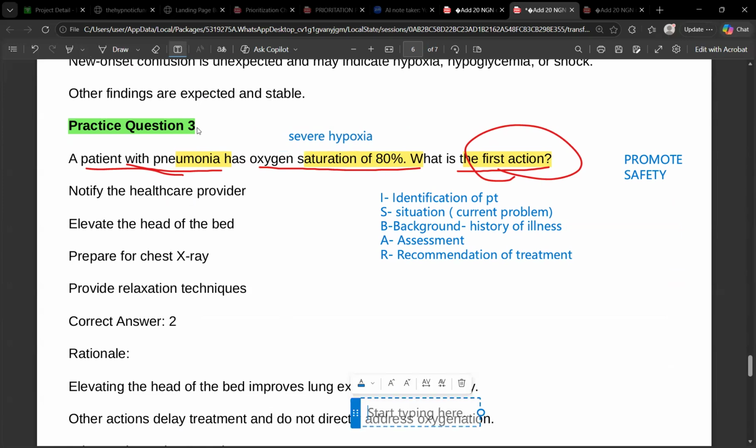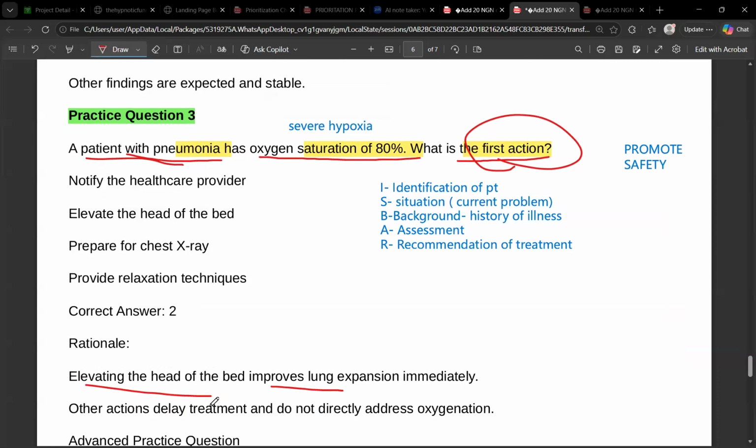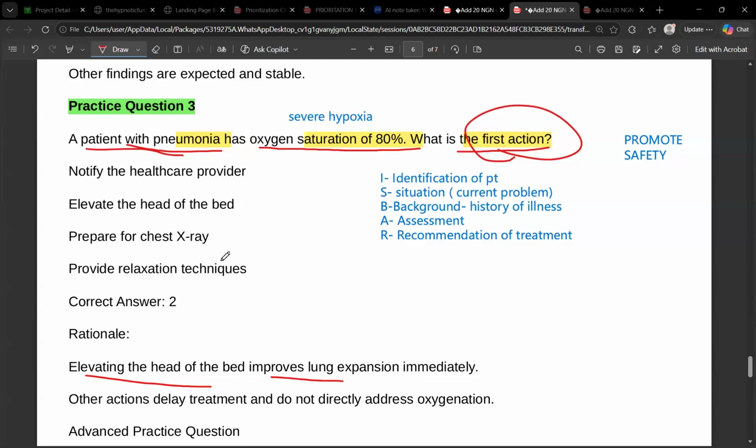That means the client gets immediate lung expansion, so it will improve lung expansion and the hypoxia can be corrected. The patient can breathe easily and take oxygen into the lungs, so gaseous exchange will be promoted and breathing difficulty will decrease. The other actions are treatments too, but they may delay the priority immediate management. First we need to address the oxygenation. Notifying the healthcare provider, preparing for the chest x-ray, or doing a relaxation technique can delay the treatment.